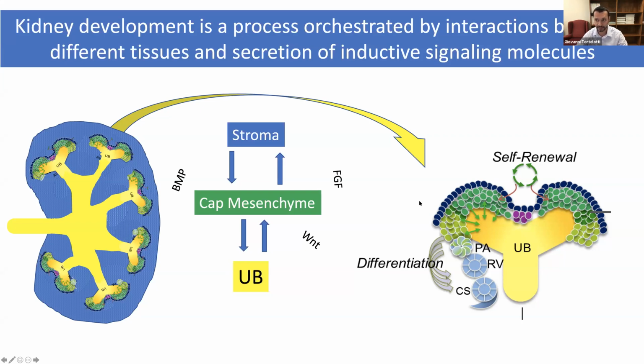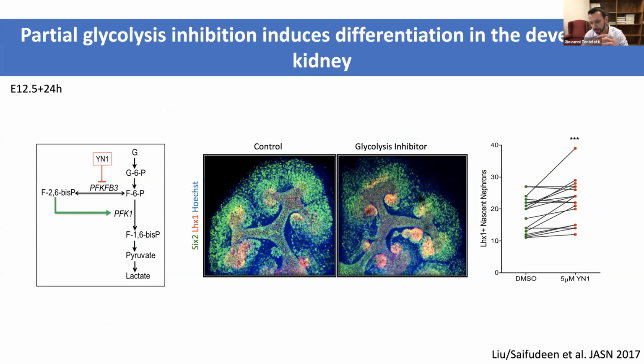There are a lot of interactions between these tissues, and secretion of growth factors and other molecules that modulate the development of the entire organ. This is a well-accepted idea in the field. Recently, we've seen that metabolites may also play a role in cell fate decisions in the kidney. In 2019, our lab published a paper showing that inhibition of glycolysis, using a pharmacological agent, YN1, that inhibits glycolysis at the level of PFK, drives cells of the developing kidney into the differentiation pathway.